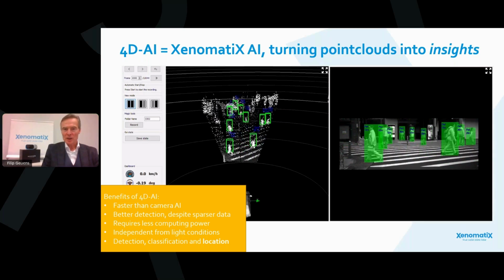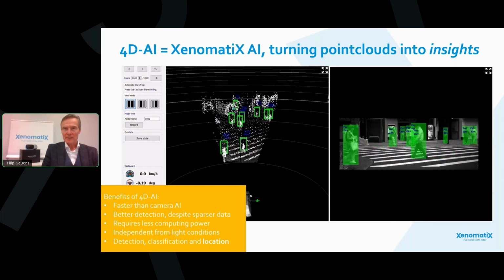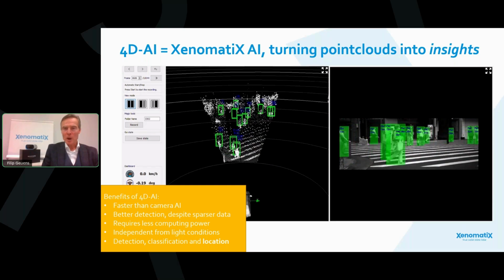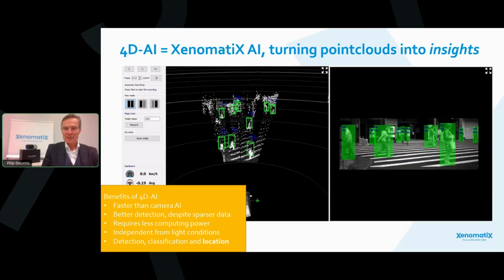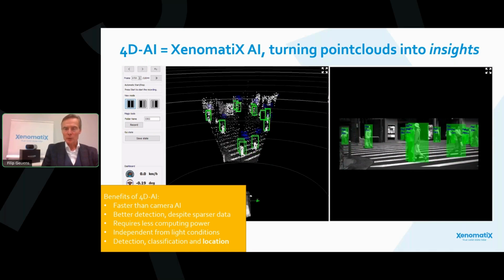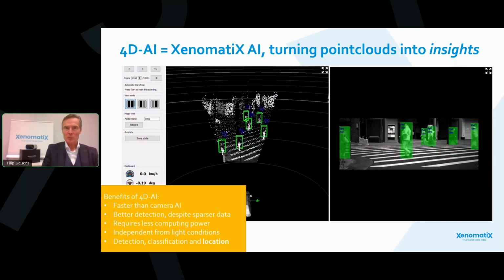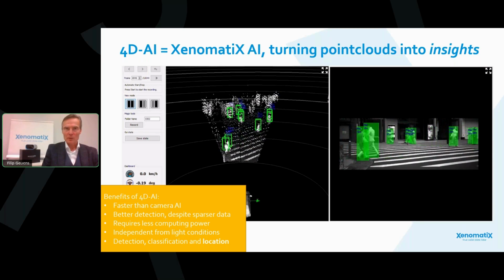These 4 dimensions are, of course, the XYZ, but also intensity. And intensity is based on the amount of laser light that each measurement point returns. Some materials return less light, are more reflective or less reflective, and as such, that 4th dimension helps us distinguishing different materials, which helps with classification of objects.